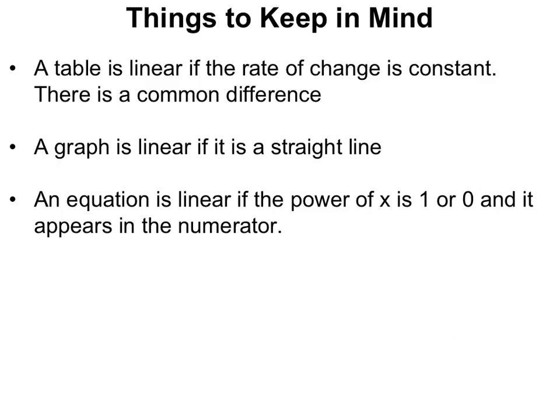So things to keep in mind. A table is linear if the rate of change is constant. There's a common difference. The change is the same. We like those straight lines. Okay? That's what this graph is. It's a straight line. There's no curves.